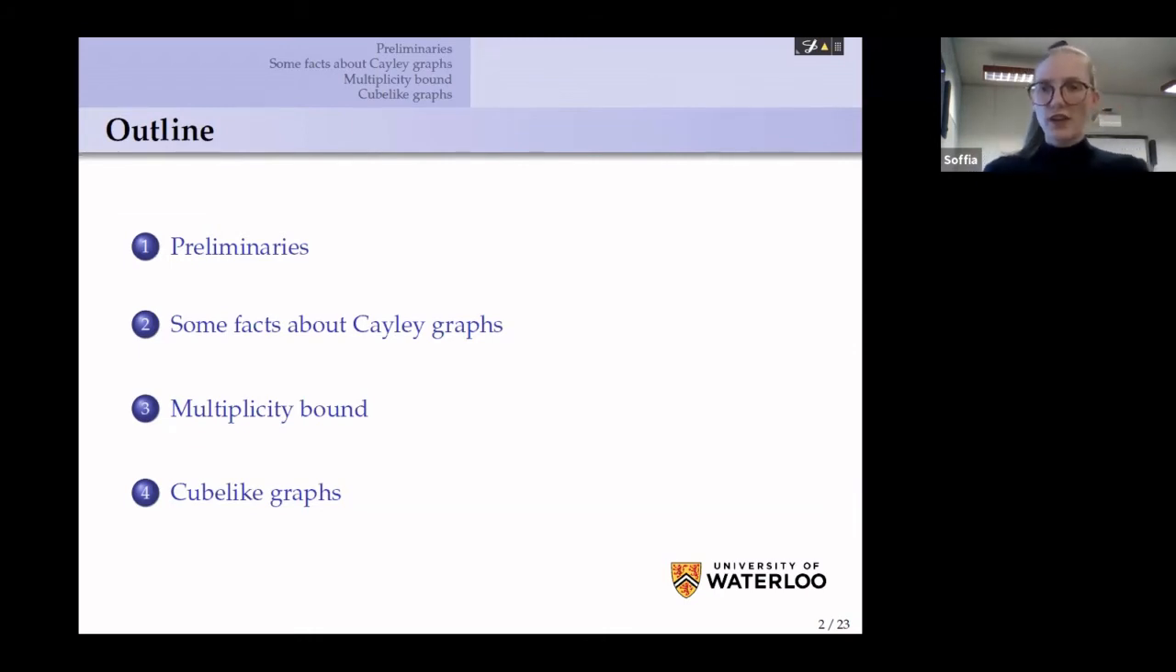And then finally, going from there, that of course doesn't tell us anything unless we know anything about the multiplicities of the eigenvalues. And in general, for these graphs I'm going to be talking about, we don't know very much. So for Cayley graphs in general, I don't know very much about those, but we can say a lot about the multiplicities of a cubelike graph. And so I will be talking about that in particular.